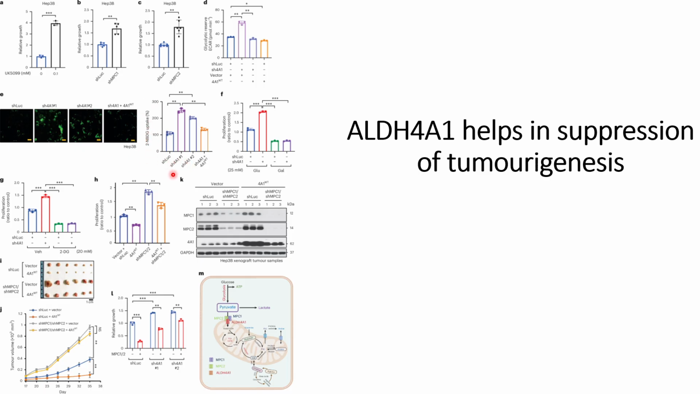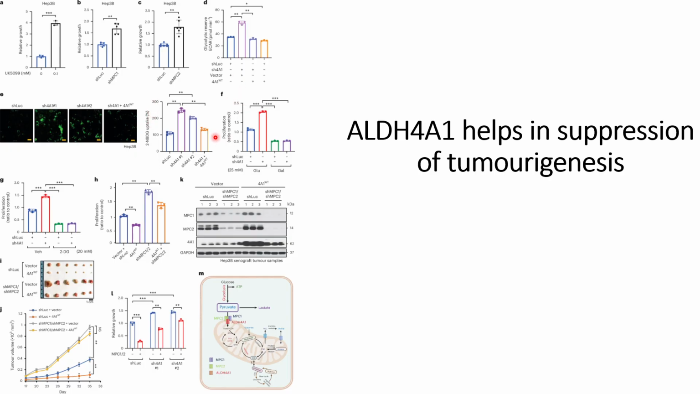So we can see that when ALDH4A1 is knocked down, they see a high amount of 2-NBDG uptake, but when the wild type is reintroduced, they see a low amount of 2-NBDG uptake, which is a marker for this glycolytic rate in the cytosol.